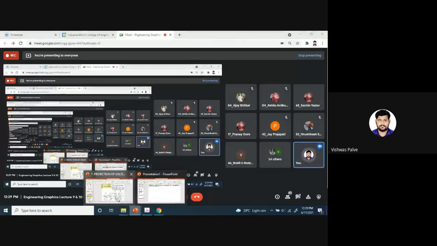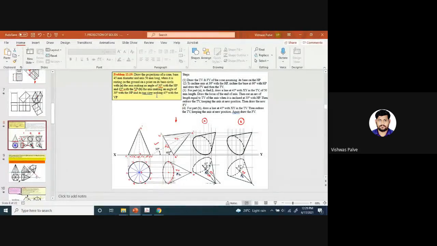Everyone try to solve this only one problem, that is the problem of the cone. And then in the next lecture, we'll continue with the same topic, that is projection of solids.